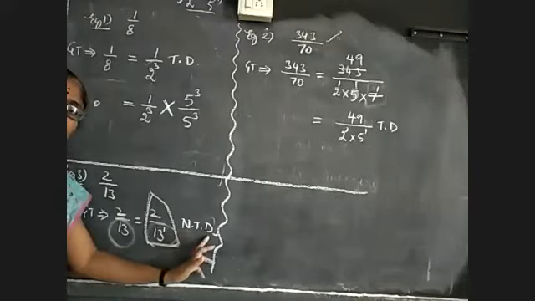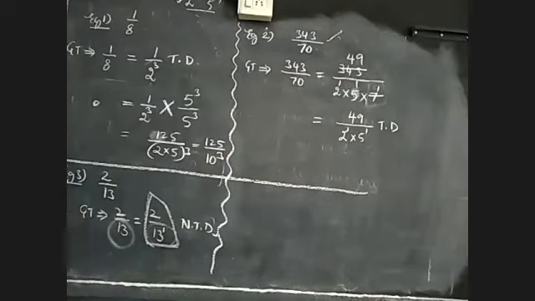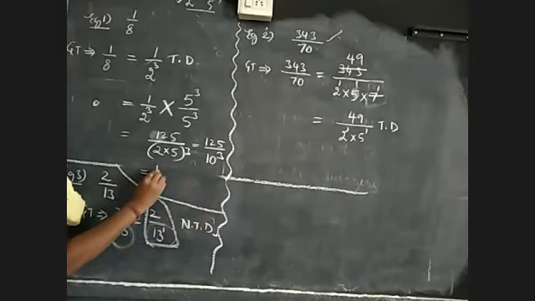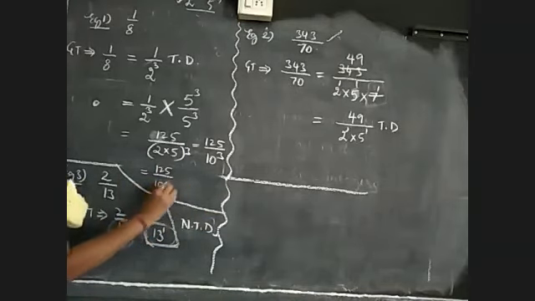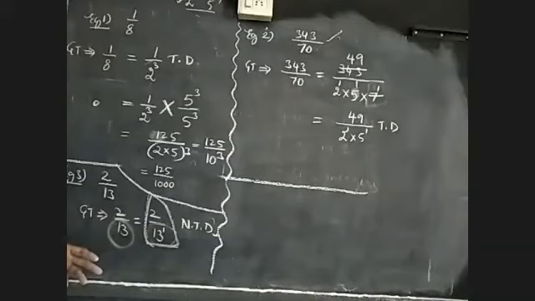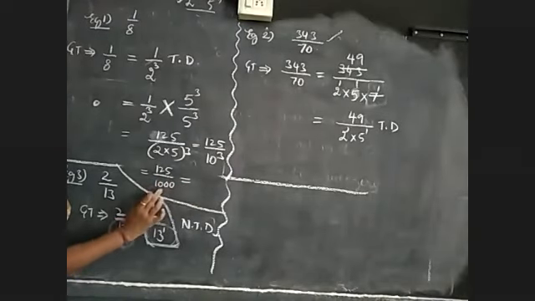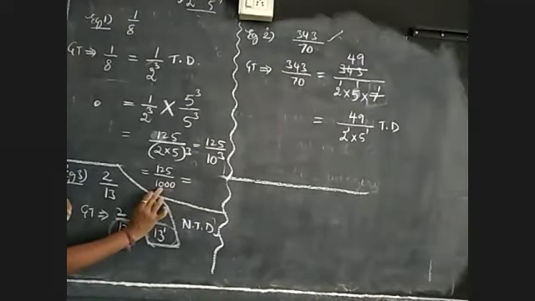Understood, all of you? Why did I take 5 cube by 5 cube? Afterwards, simplification. 5 cube means 125. By using laws of exponents, 10 cube is 2 into 5, whole cube. So it is 125 by 10 cube. 10 cube result is 1000, right? So 125 by 1000. Now it is very easy to express the decimal expansion.